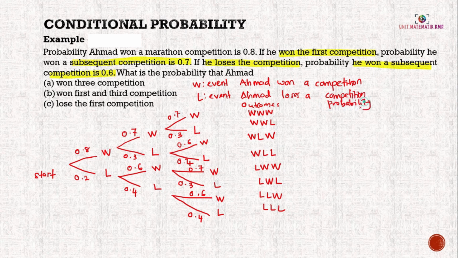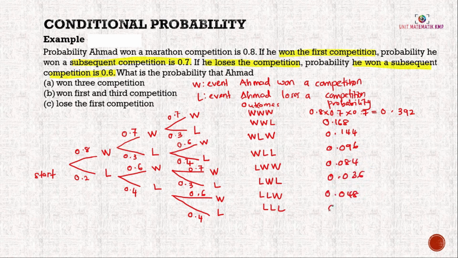Okay, so we multiply along the branch. So the first branch is 0.8 times 0.7 times 0.7. This one. And then you can get 0.392 and do the same for another branch. So you can have 0.168, 0.144, 0.096, 0.084, 0.036, 0.048 and 0.032. So to check whether your branch is correct, your probability is correct, we add up the probability, the total will be 1.